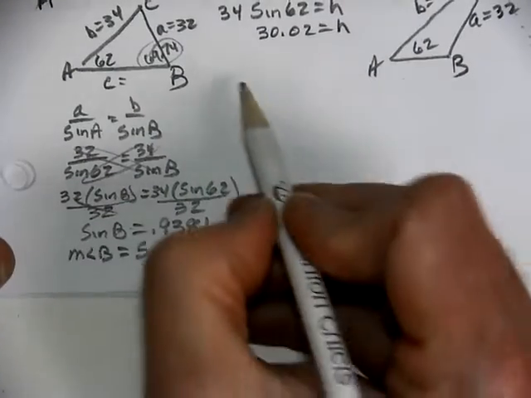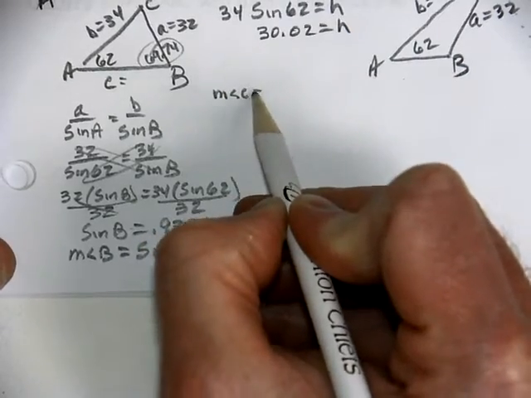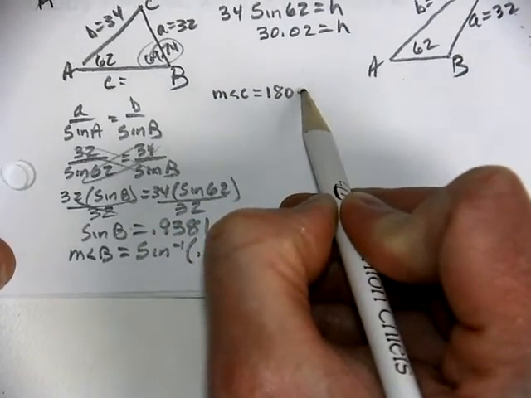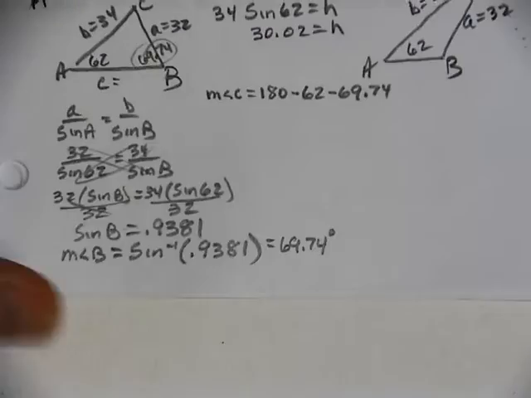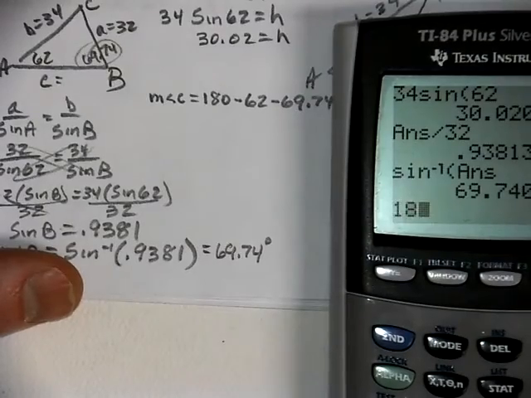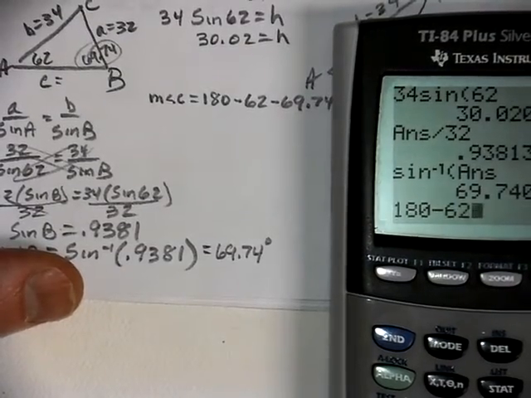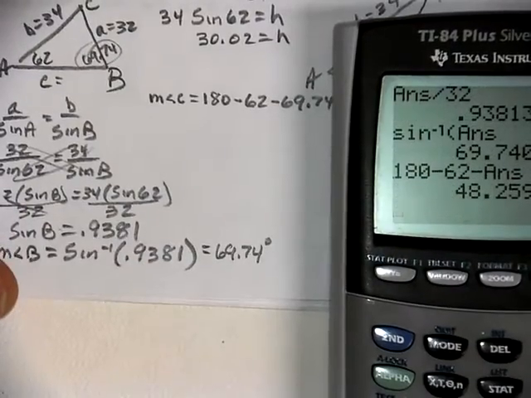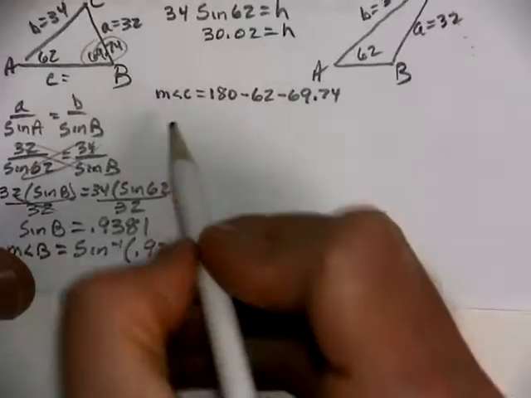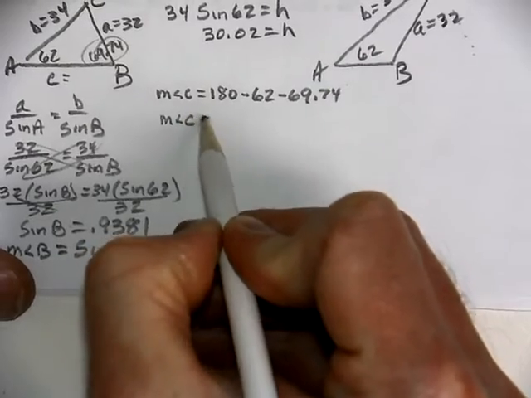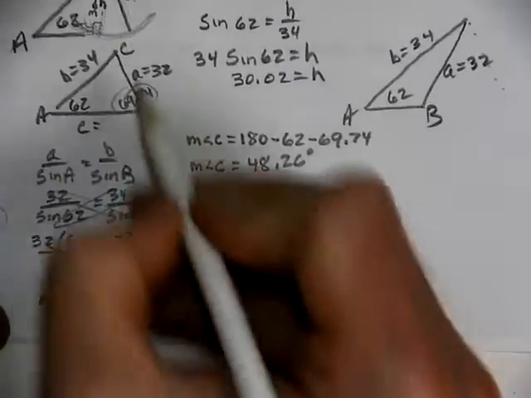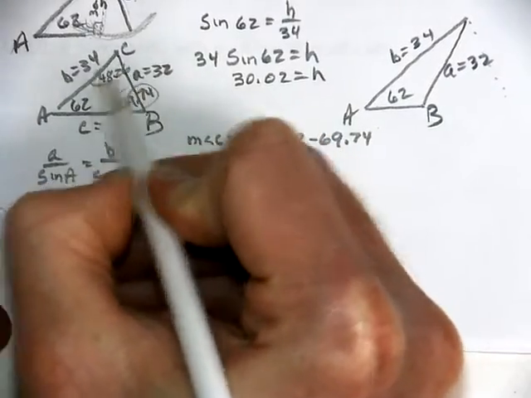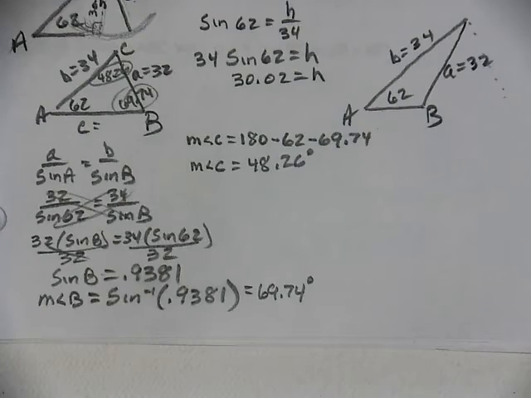So that found the one part. Now we can find the measurement of angle C by taking 180 and subtracting the two angles that we already know. So we got 48.26. That's our missing angle at the top. And then we have one more side to find.